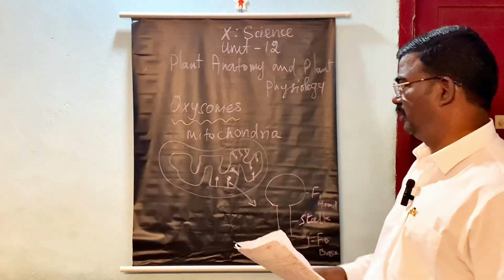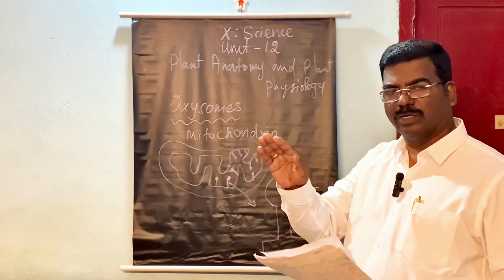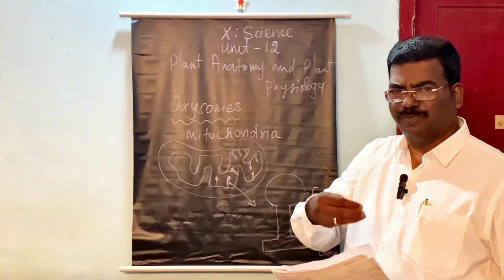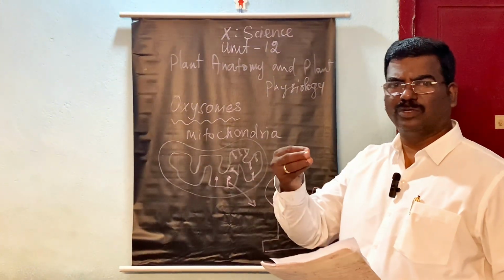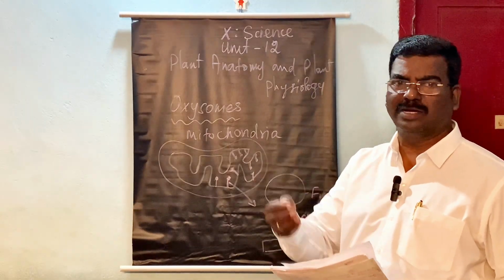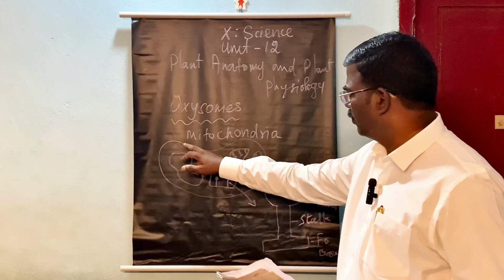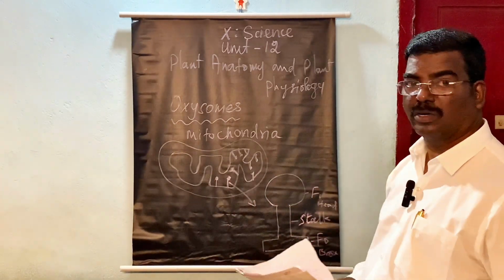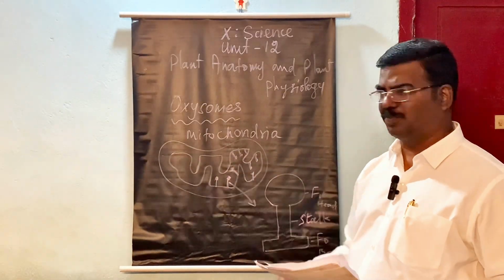So regarding the first one, define oxysomes. Before giving that answer, I am giving a few explanations about the mitochondria. You have to write 2 or 3 points. 3 points is enough for 2 marks. You know mitochondria is present inside the cell. It is a cellular organelle. The mitochondria is the powerhouse of the cell. That is a different point.